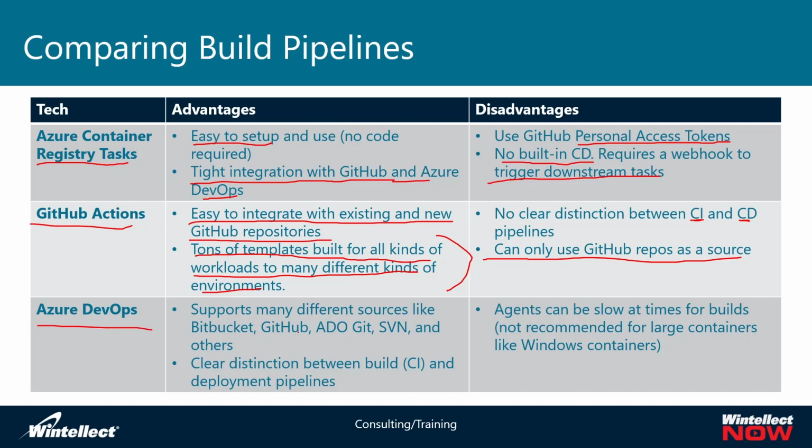One thing I love about Azure DevOps is it supports so many different sources for code. You can use Bitbucket, GitHub, ADO, Azure DevOps Git, SVN, and others. And there's a clear distinction between builds and deployment pipelines in Azure DevOps. It's a separate pipeline for deployments than it is for builds, and they do a good job keeping those separation of concerns discrete. Why I think GitHub Actions doesn't do quite as good a job as Azure DevOps does.